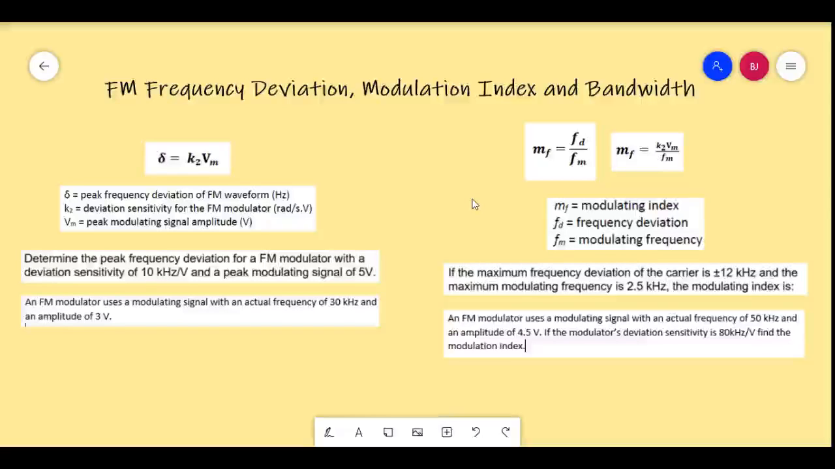From our previous discussion, FM's frequency deviation is the largest amount of change in the frequency of the carrier signal as compared to the amplitude of the modulating signal. So frequency deviation can be expressed as f sub d, or in this case, this Greek letter here.